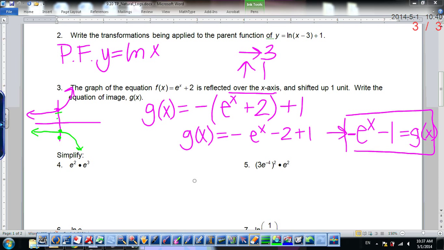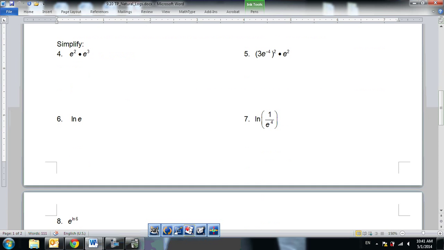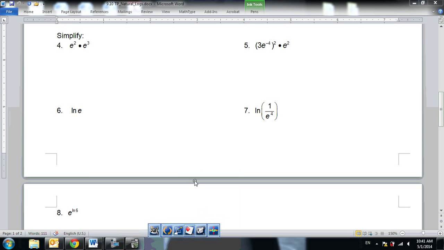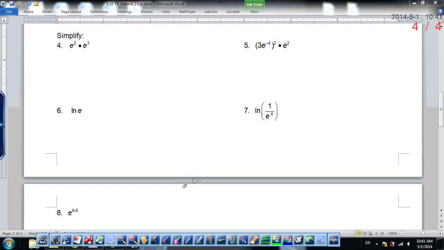Okay. Now we're going to do some simplifications. I can ask you to work with either a non-calculator or a calculator section. Sometimes I'm going to want your answers in terms of e, so it would be a non-calculator. We're also going to practice actually coming up with estimation values of these problems. Okay, so let's start here.